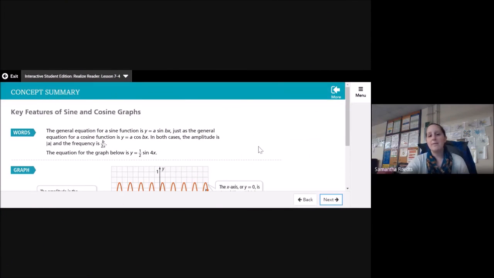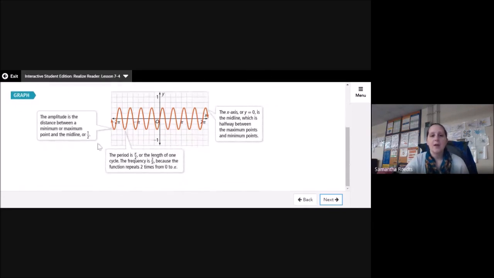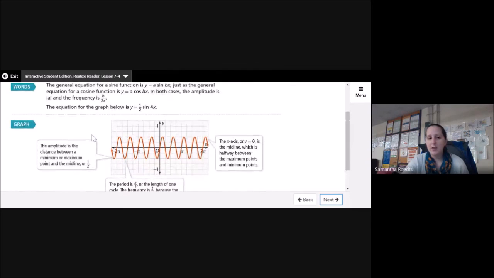Concept summary. Key features of sine and cosine graphs. The general equation for a sine function is y equals a sine bx, just as the general equation for a cosine function is y equals a cosine bx. In both cases, the amplitude is the absolute value of a, and the frequency is b over 2 pi. The equation for the graph below is y equals 1/2 sine of 4x. The amplitude is the distance between the minimum or maximum point and the midline. So in this case, it's 1/2.